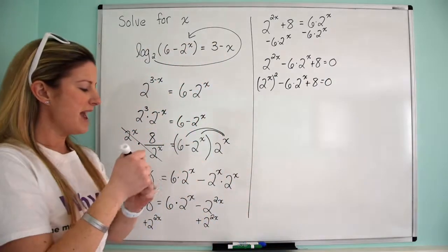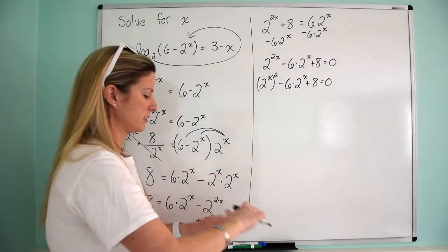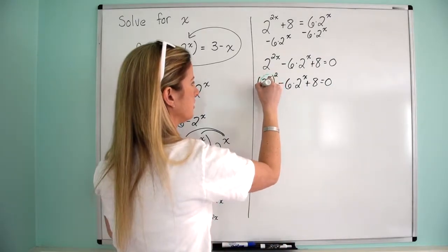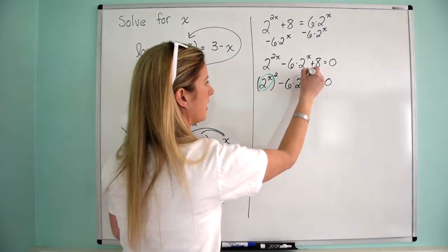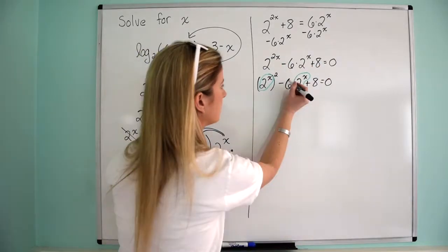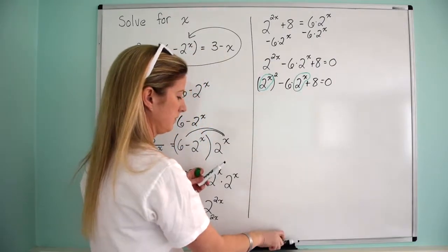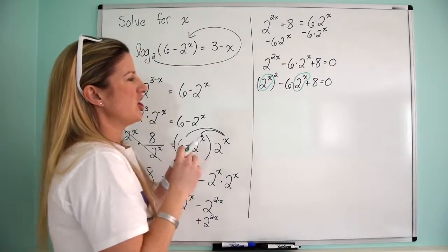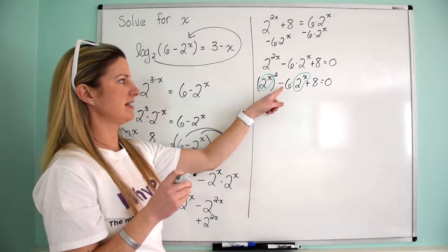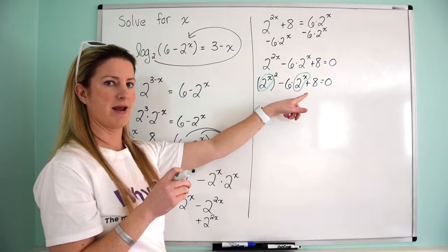Okay? Now, you know what? I'm going to leave this open because I'm going to be using it. Let's take the green. Look at this. I've got a 2 to the x, and I've got a 2 to the x. Okay, there was a multiplication sign in there that accidentally got messed up. And then plus 8. This is really interesting. 2 to the x squared minus 6 times 2 to the x plus 8.